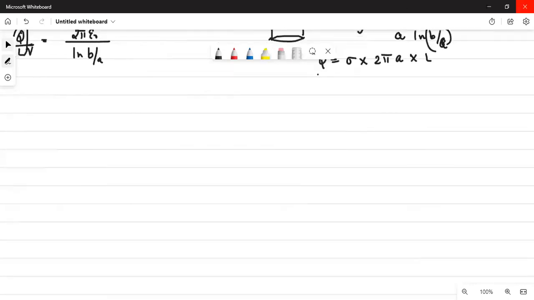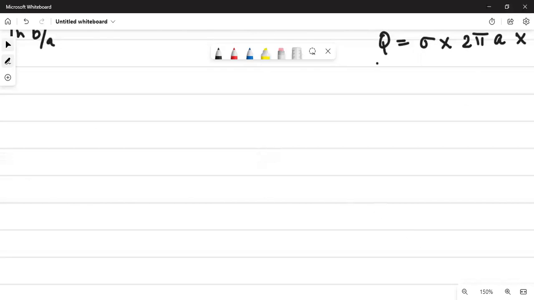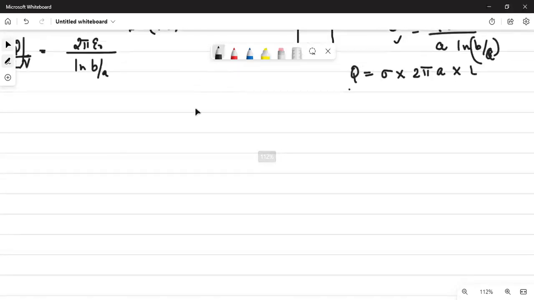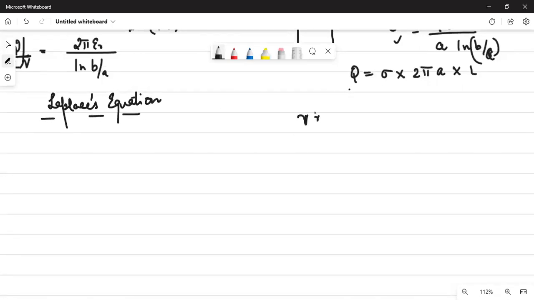Okay. So here I'm going to write. We are discussing Laplace's equation in three dimensions. In one dimension, we saw that V(x) can be written as 1 over 2 times V(x plus epsilon) plus V(x minus epsilon).